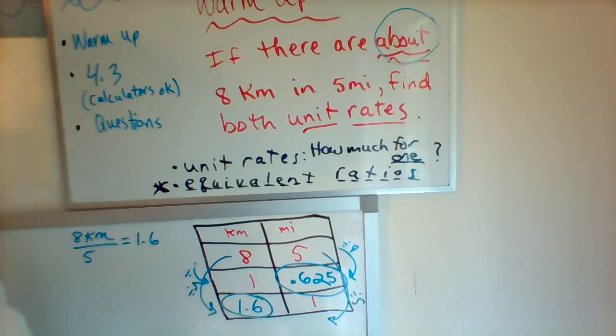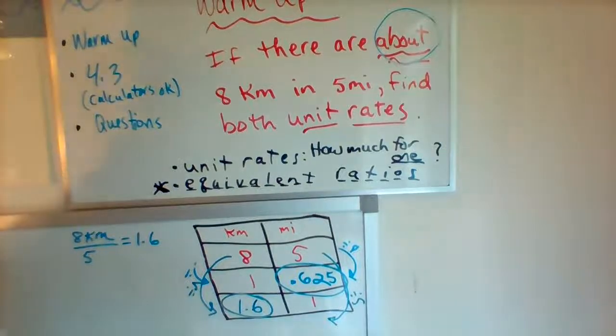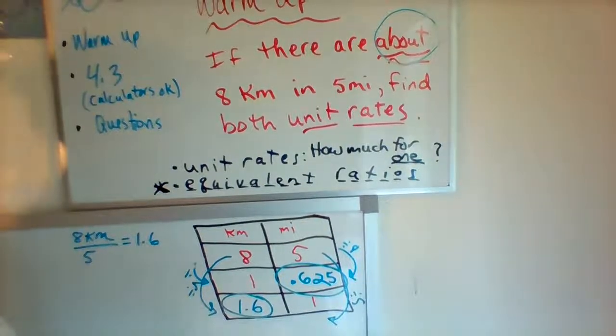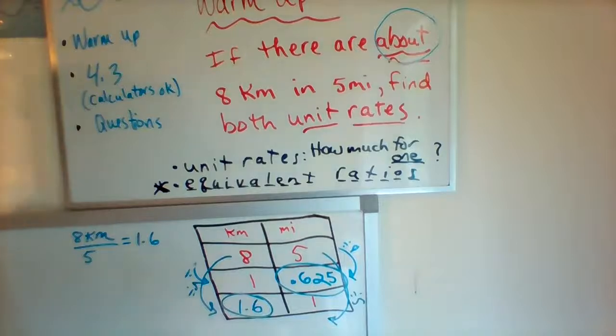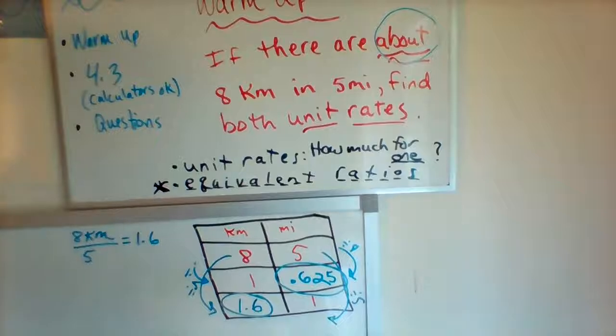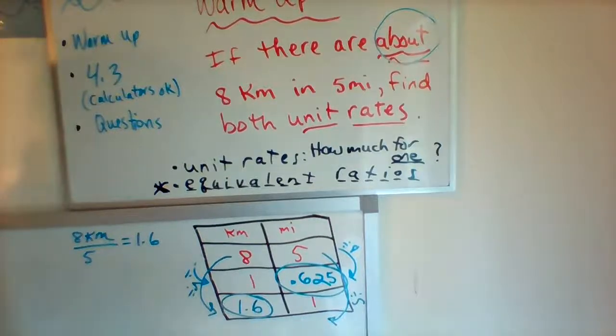Now, it says to explain or show your reasoning. So please, please, please, do not just give me answers. Do not just say there are 1.6 kilometers in 1 mile. Show me or tell me what you did. Describe it like you're describing a story. So for example, and I know we have to stop, I'll make it quick.